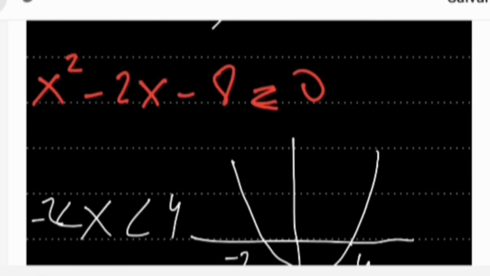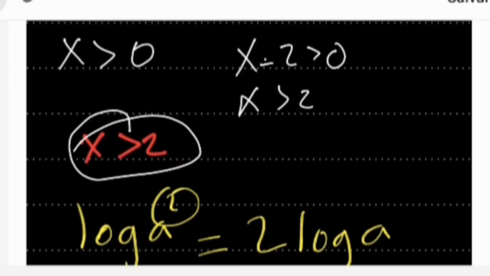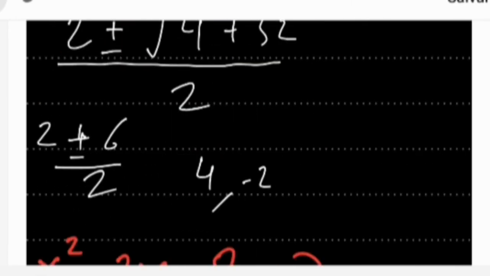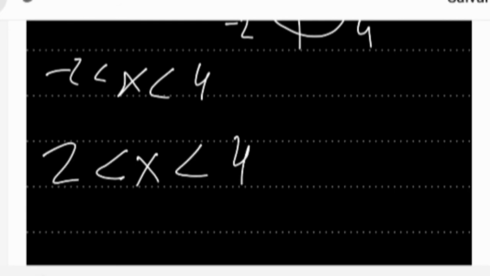Is this the answer? No. Why? Because you need to remember that we have a condition. X must be bigger than 2. Why? Because it's a logarithm, and this cannot be negative, okay? So x needs to be bigger than 2. Here, it can't start from minus 2. It must be x bigger than 2 and smaller than 4.